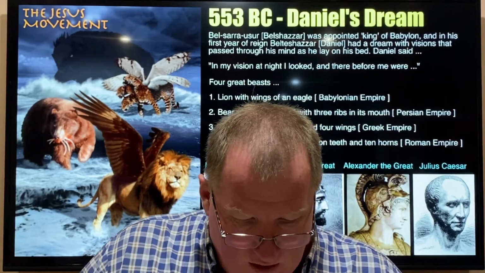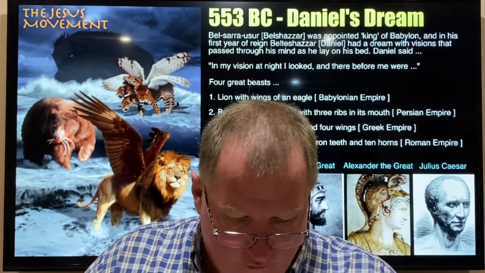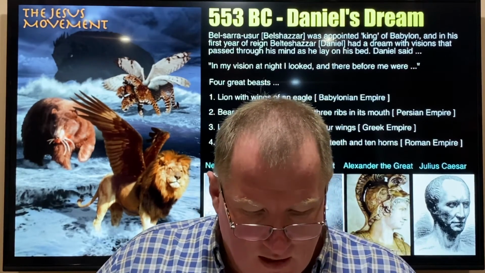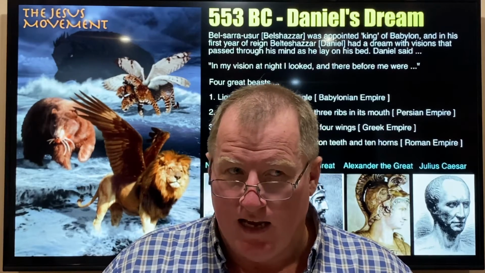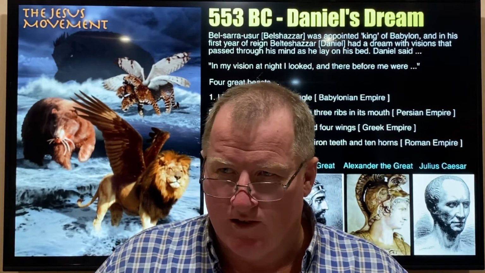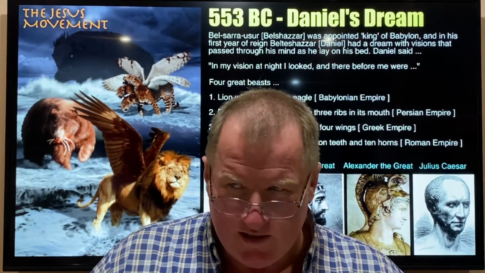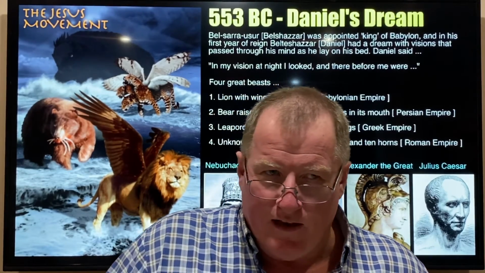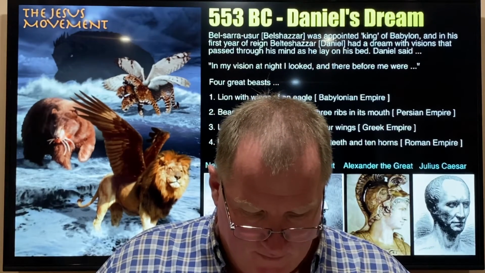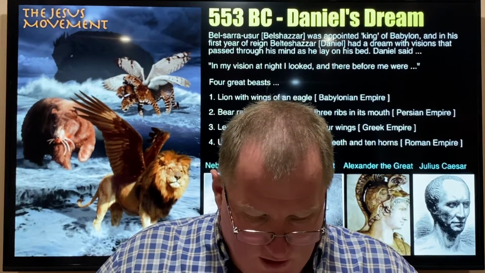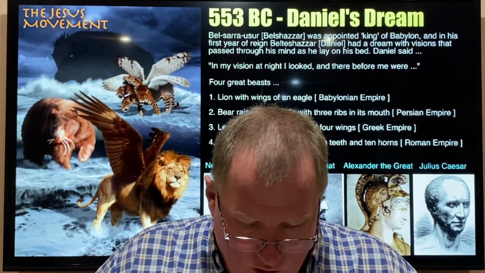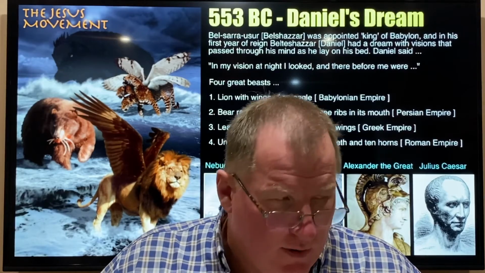And so when we read this, you might notice here that the fourth animal, it had large iron teeth with how many horns? 10. So who are we talking about? The Romans there. So you'll start seeing the connections. And so this is actually another prophecy that follows the one that he received 50 years earlier. So this new dream that Daniel received again reveals the rise and fall of four conquerors and their empires.